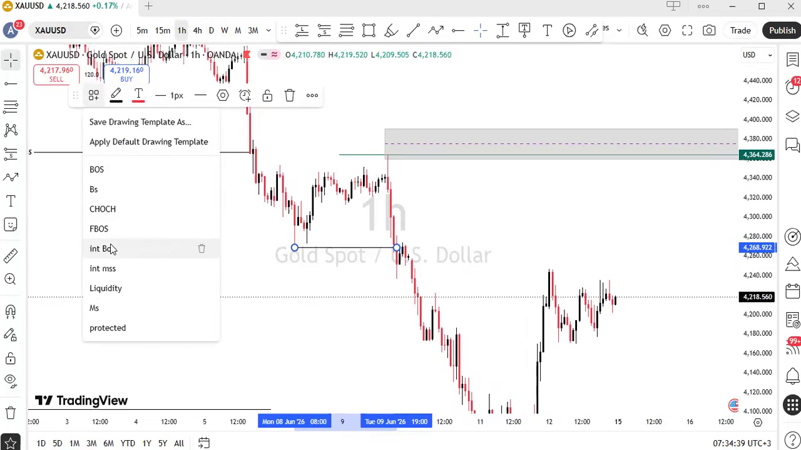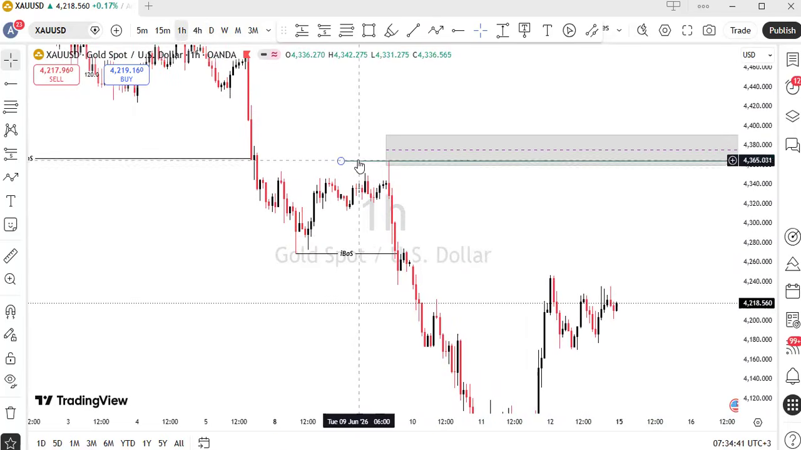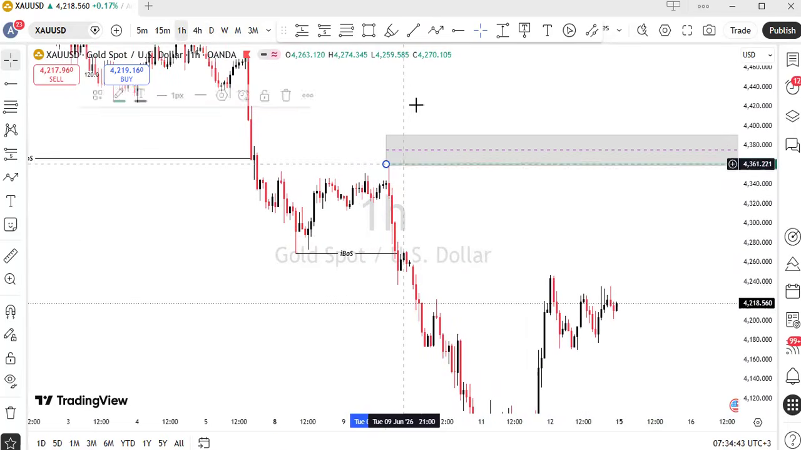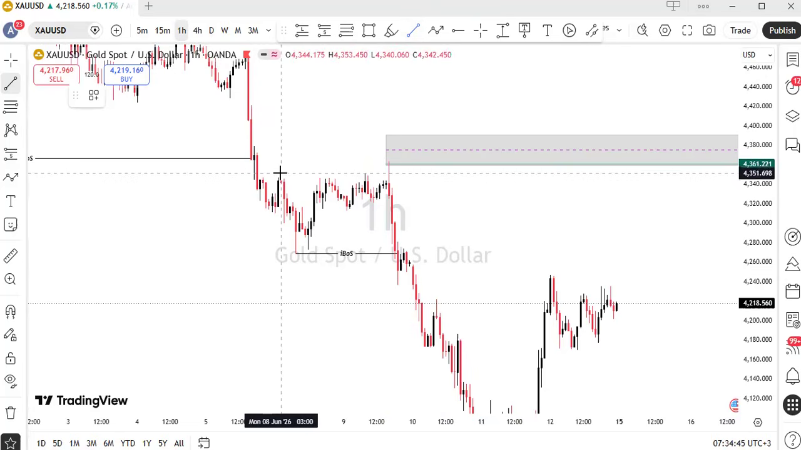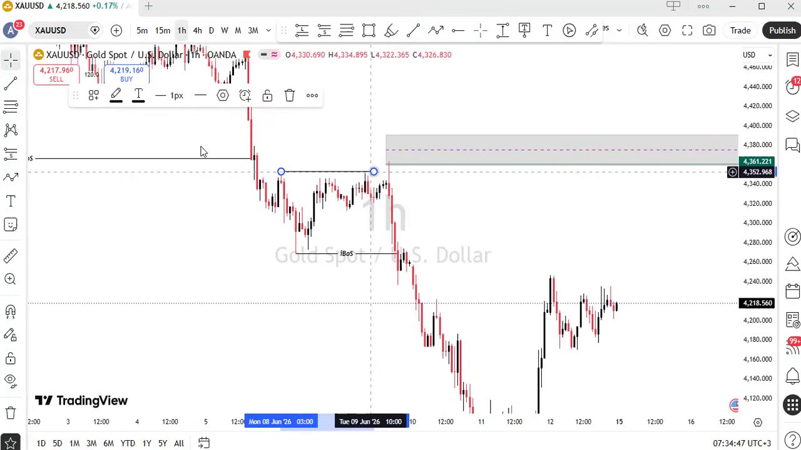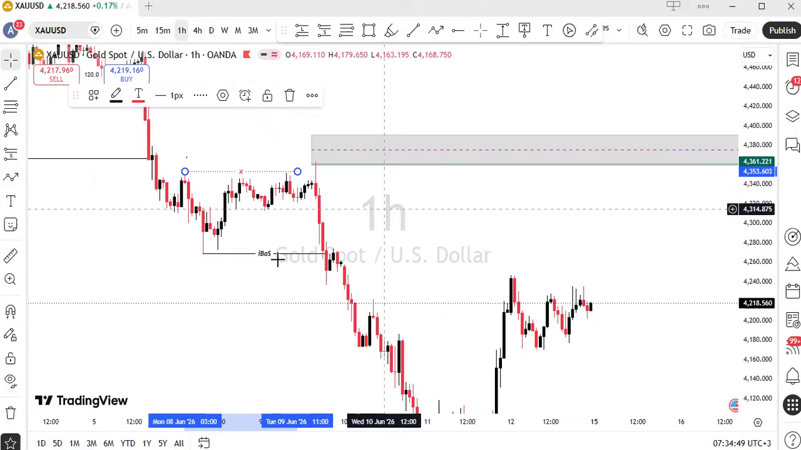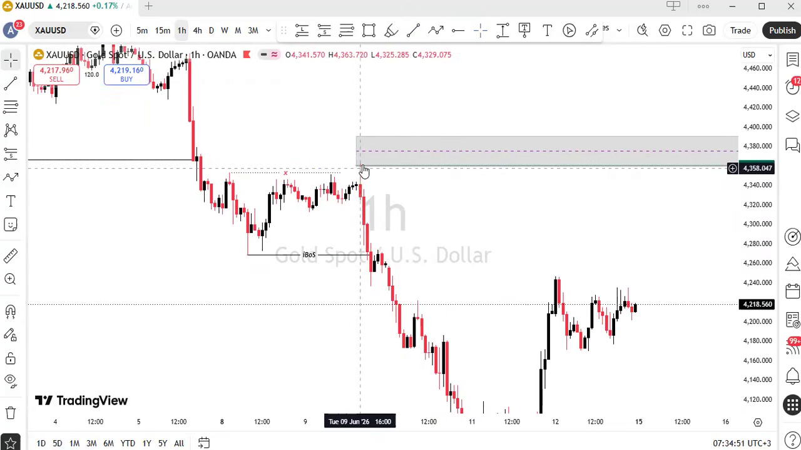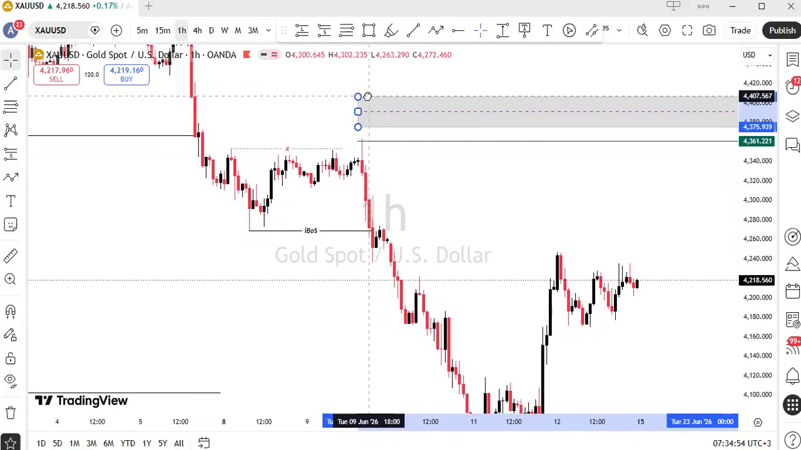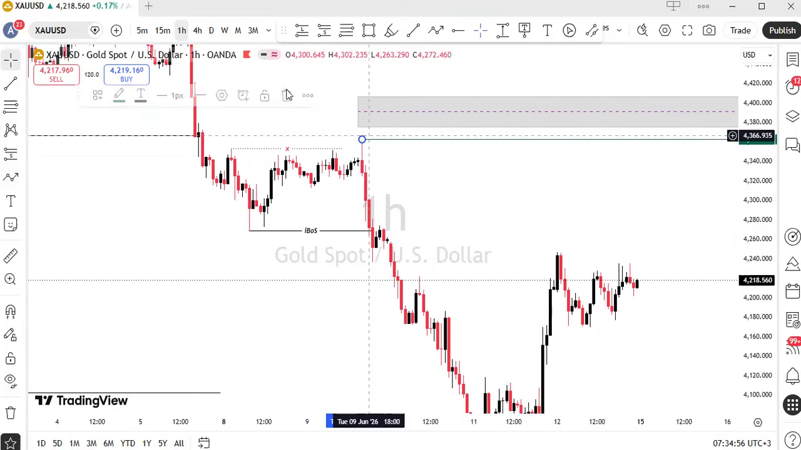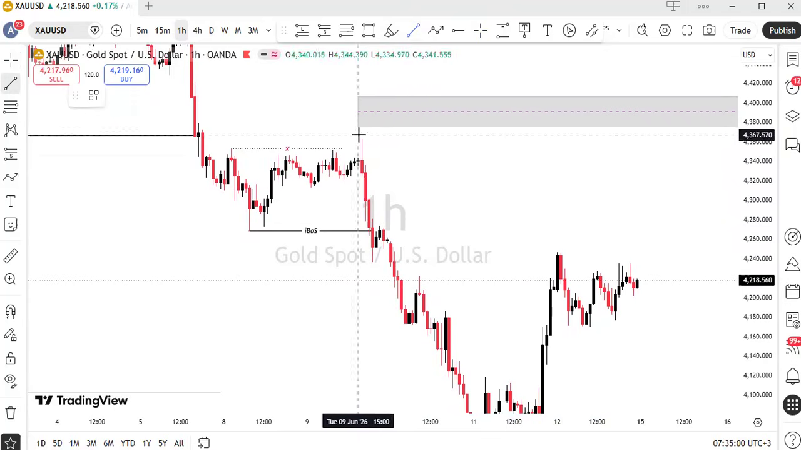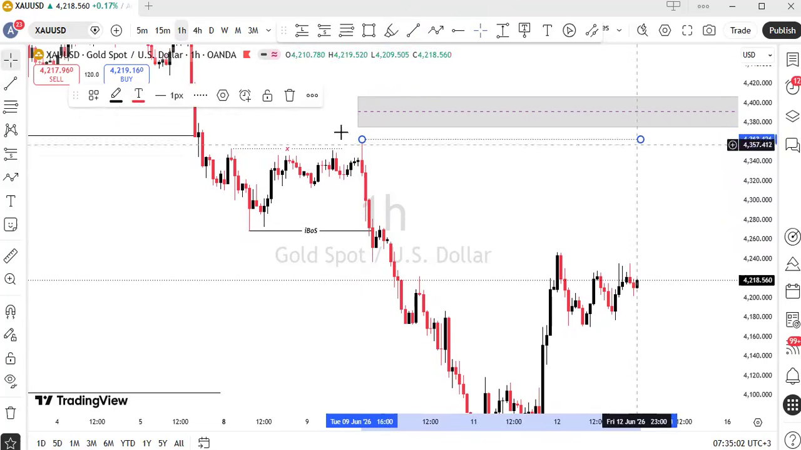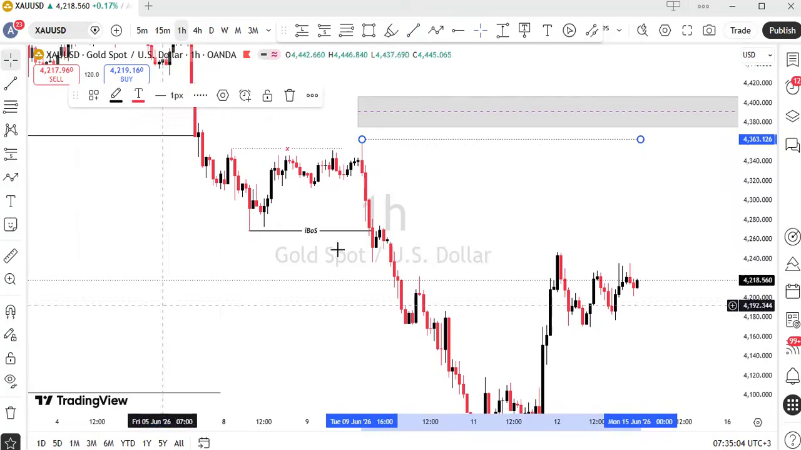We have this one as your BOS. Is this high a strong high? If you look closely, that high swept this fractal high as liquidity. We have liquidity being swept before a break of structure, meaning this is your strong high, or what you call a protected high. Let me call it a protected high here. So I have this one as my protected high.